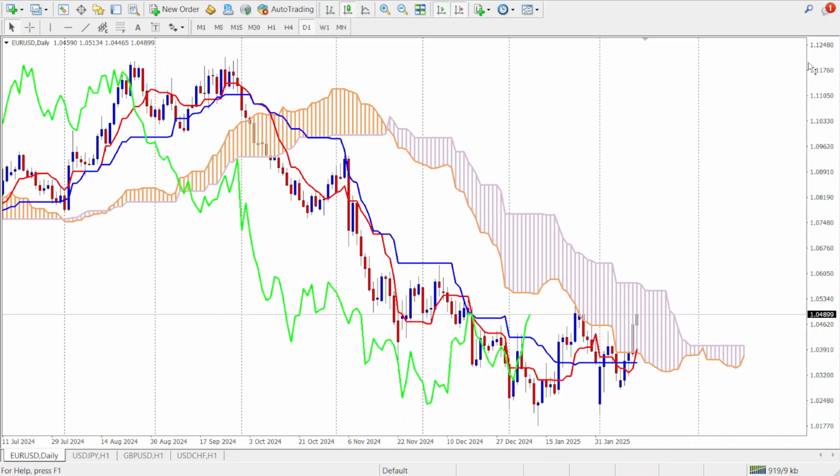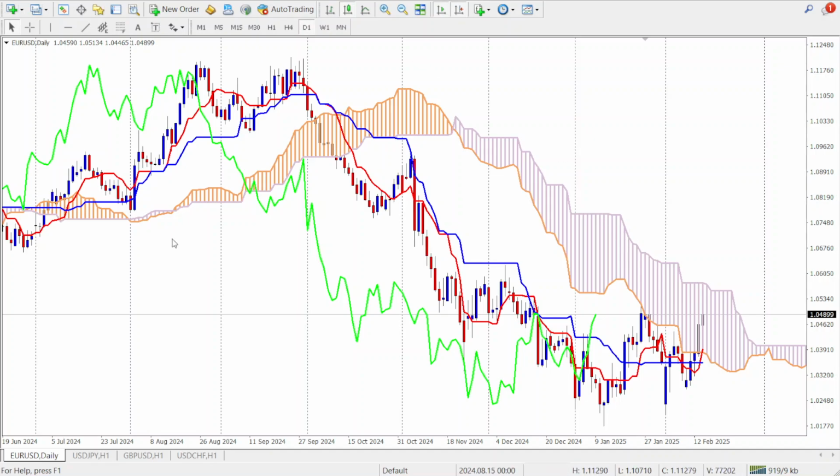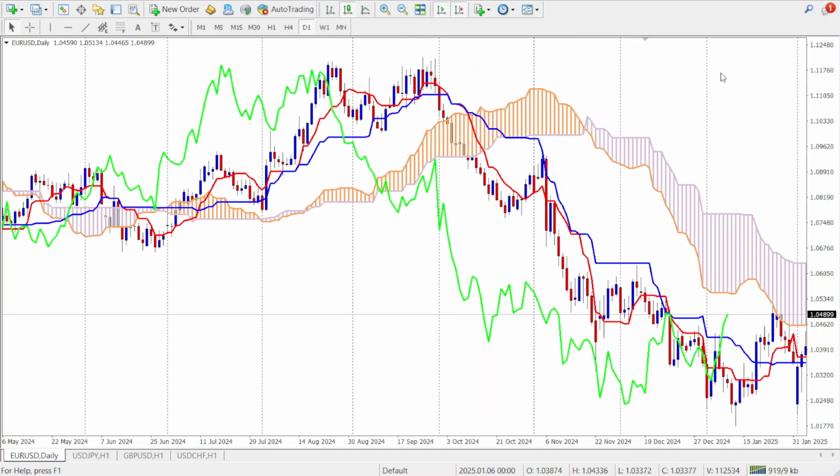The Ichimoku Cloud, also known as the Ichimoku Kinko Hyo, is a trend following indicator that gives traders a complete picture of the market at a glance. Unlike most indicators that focus on just one aspect, the Ichimoku Cloud provides trend direction by showing whether price is above or below the cloud. This is the cloud. It also shows support and resistance levels, as the cloud acts as dynamic support and resistance. And this indicator also shows momentum shifts.